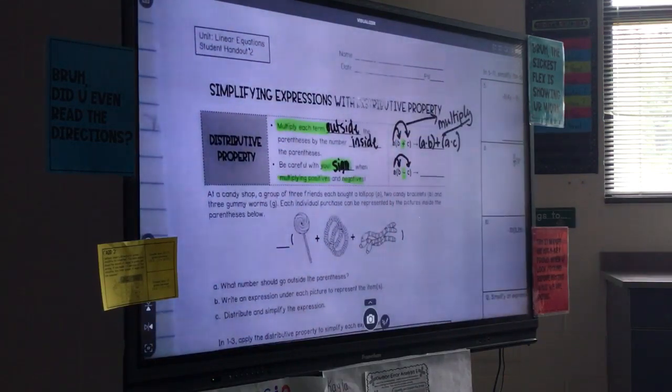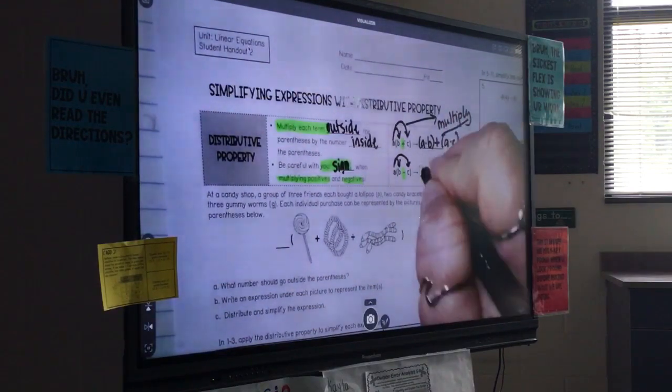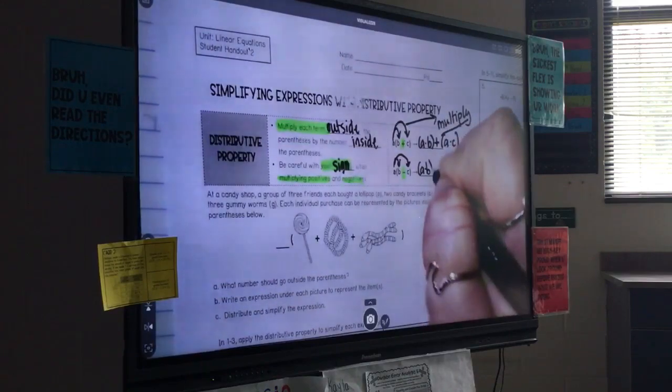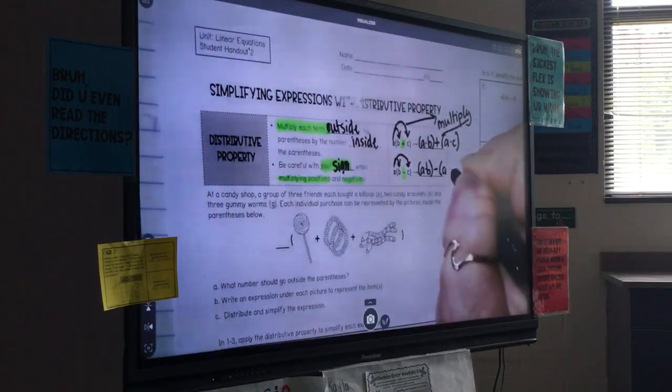All right, so the only difference between this example and this example is what? What's the only difference here? Right. So A times B minus A times C.